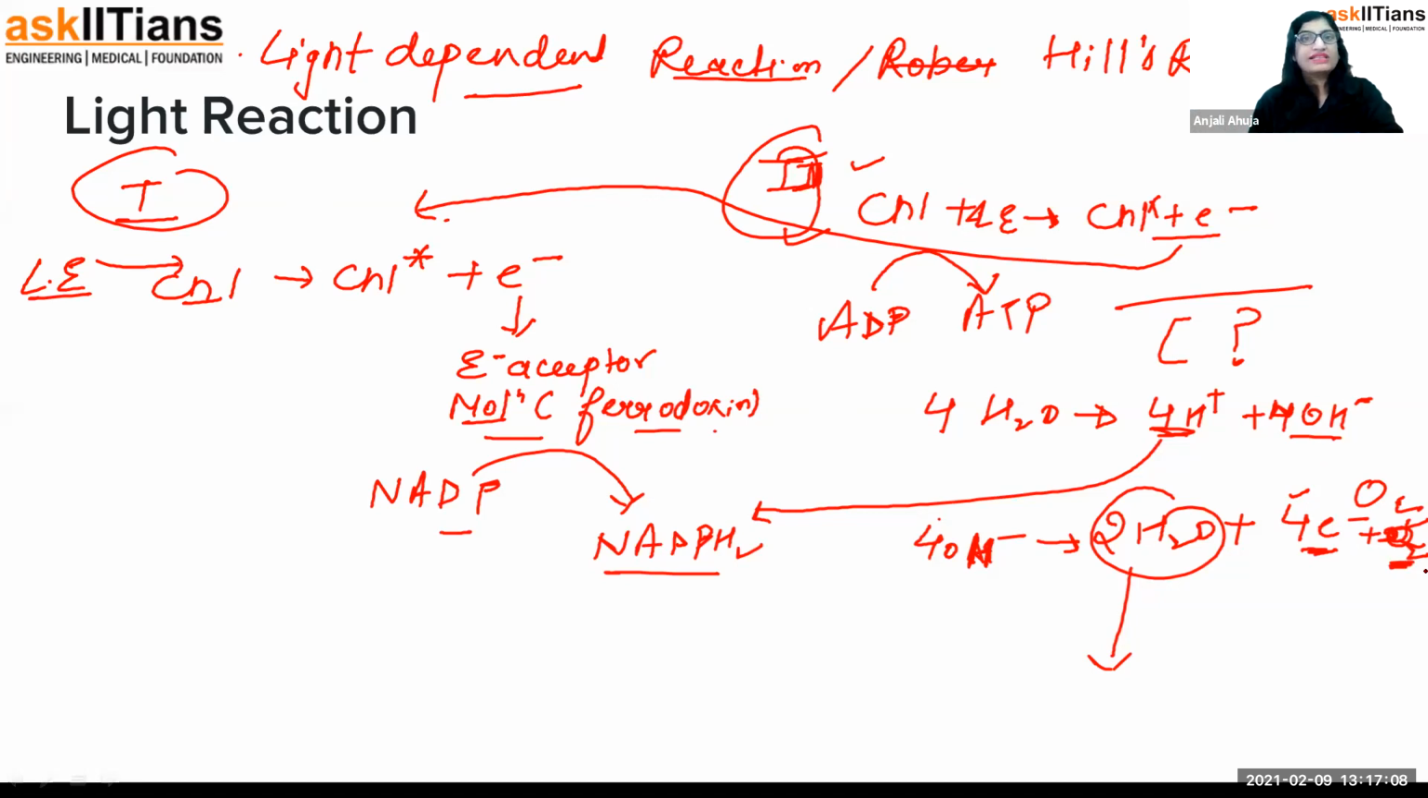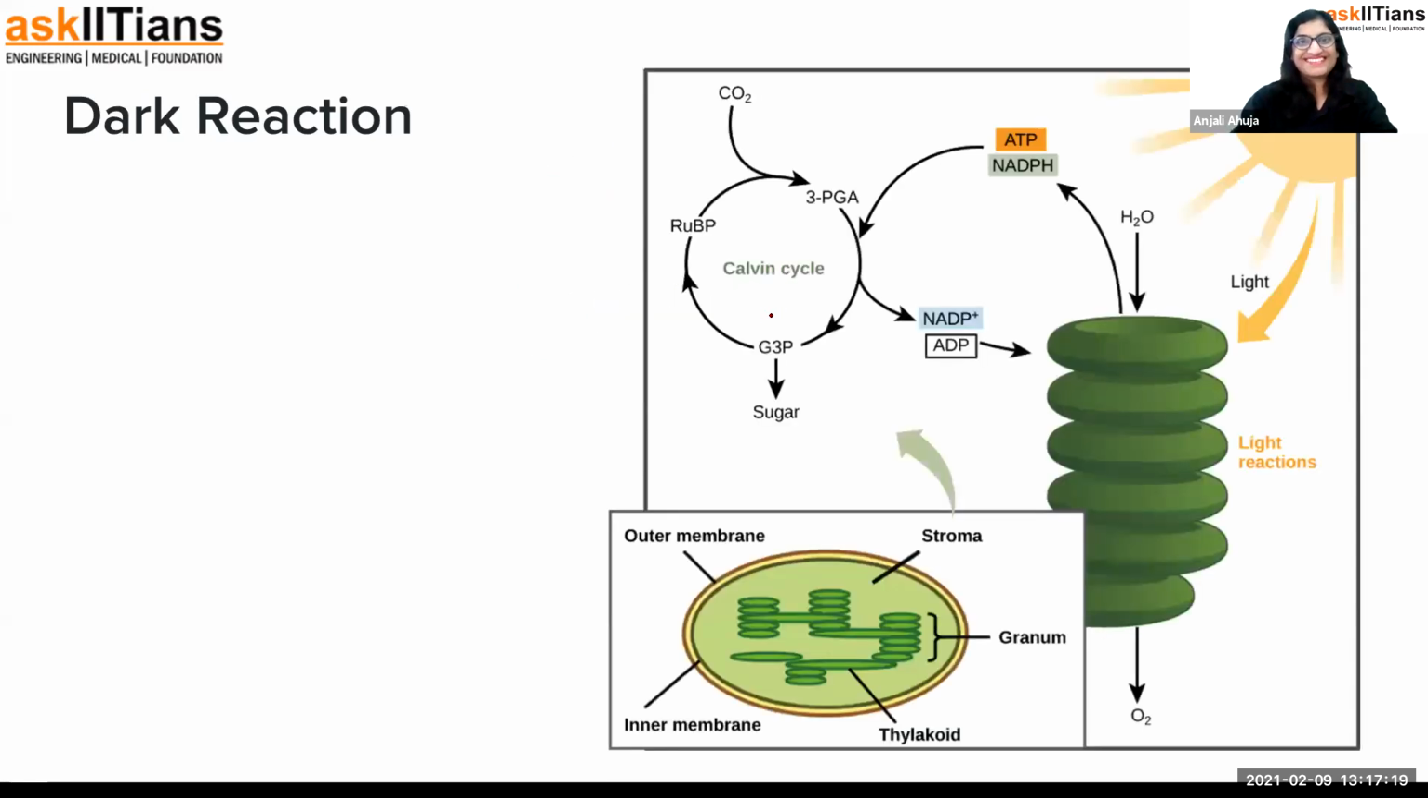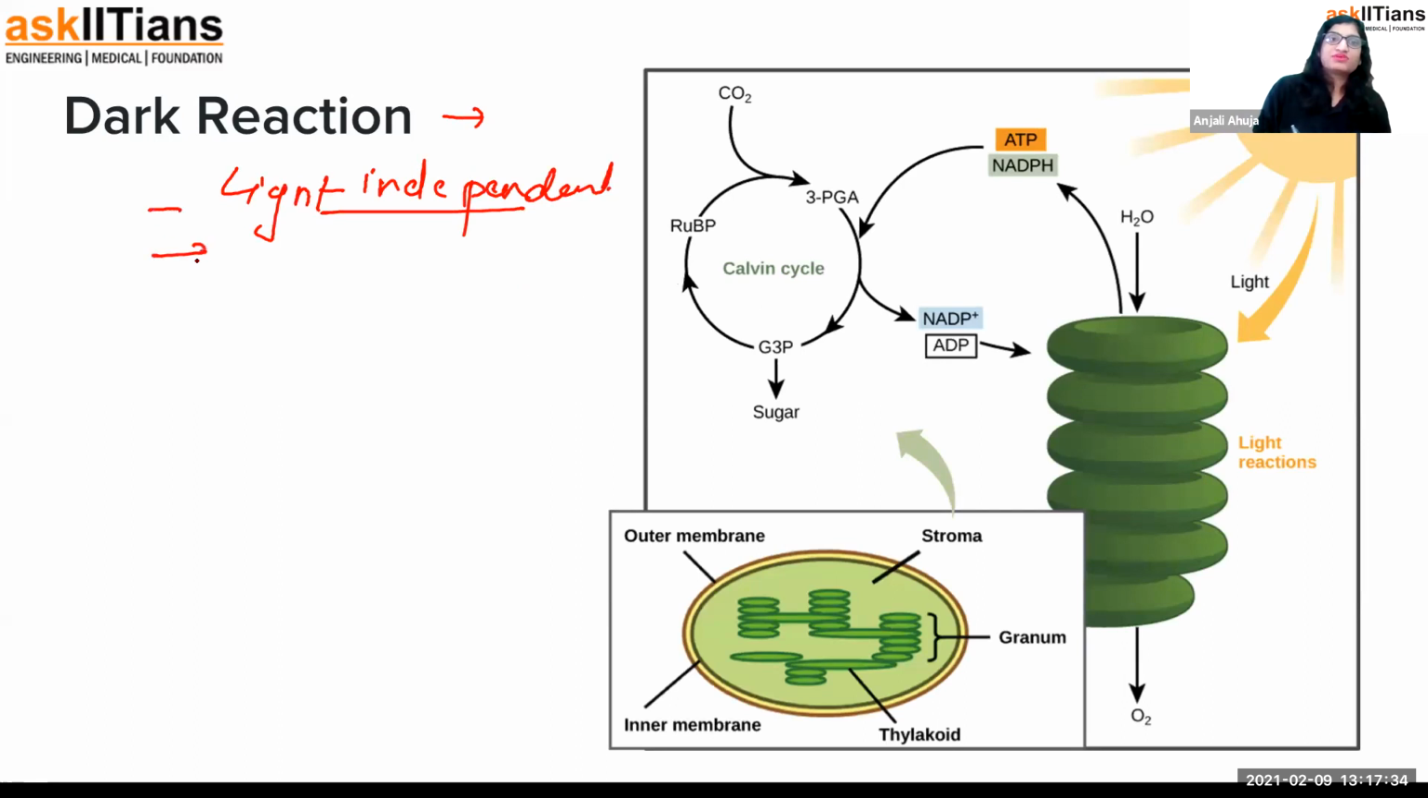Now let's talk about the dark reaction. Oh, I have a blank space written up there. So the light reaction is done. Let's talk about the dark reaction. You don't have to learn too much in the dark reaction. You just remember that the dark reaction is also known as the light independent reaction. It doesn't require sunlight. It is also known as Blackman's reaction, and it was explained by him for the first time.